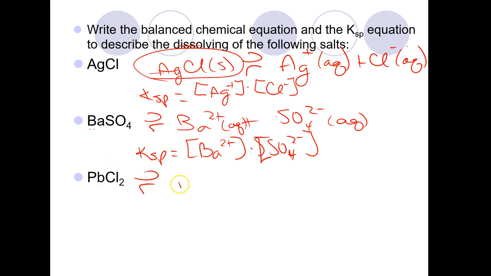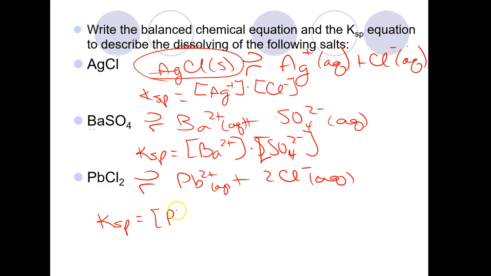PbCl2 breaks apart into Pb2+ and 2 chlorides, both of which are aqueous. It's kind of implied when it has a charge on it that it's aqueous, but I'm just going to write it in there. The KSP expression is Pb2+ raised to its power, which is 1, times chloride raised to its power, which is 2. You have to remember that. It's been a while since we've done those kinds of problems, but don't forget, when you set up an equilibrium constant, you always include the coefficients as a power.